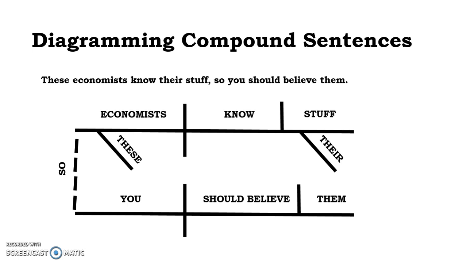Then we turn to the second independent clause and diagram that just as we would a simple sentence. Should believe is our verb construction. That's made up of an action verb, believe, and then the modal verb, should. We put them together on the same line as we would in any case where we have a modal verb together with an action verb or even a linking verb. Put them together in the verb space, and then we put the subject, the one who should believe, you, in the subject slot. The direct object here is them, and we have our second independent clause. These two are joined by the coordinating conjunction so, so we put so on the dotted line connecting the two baselines.